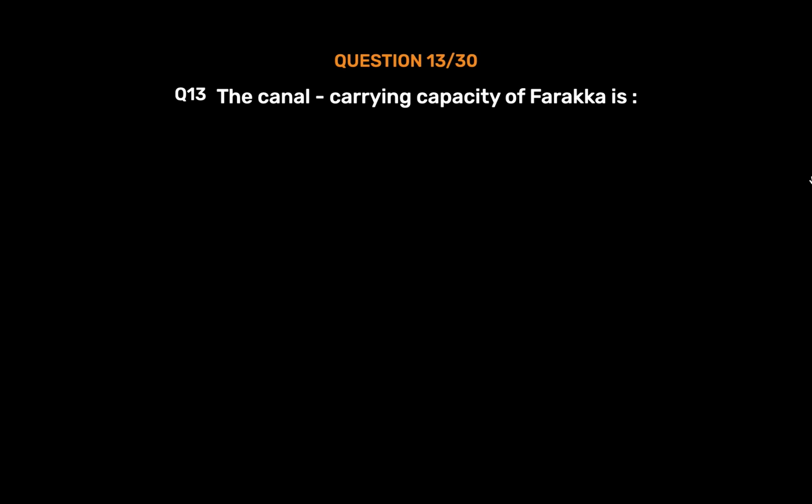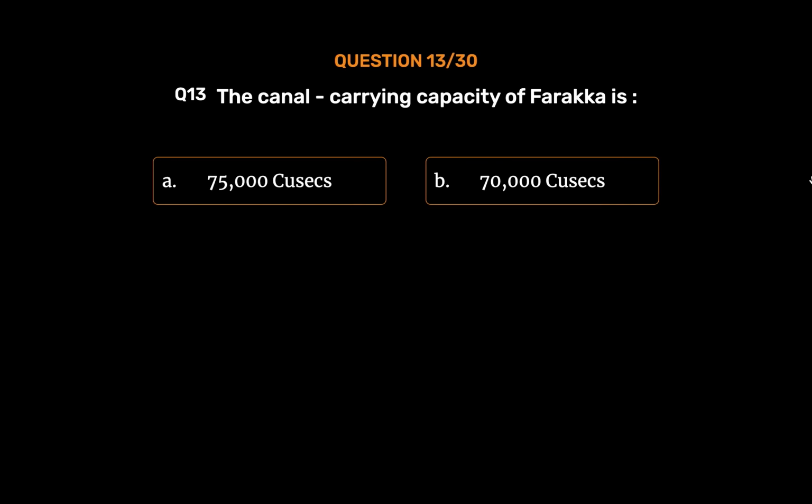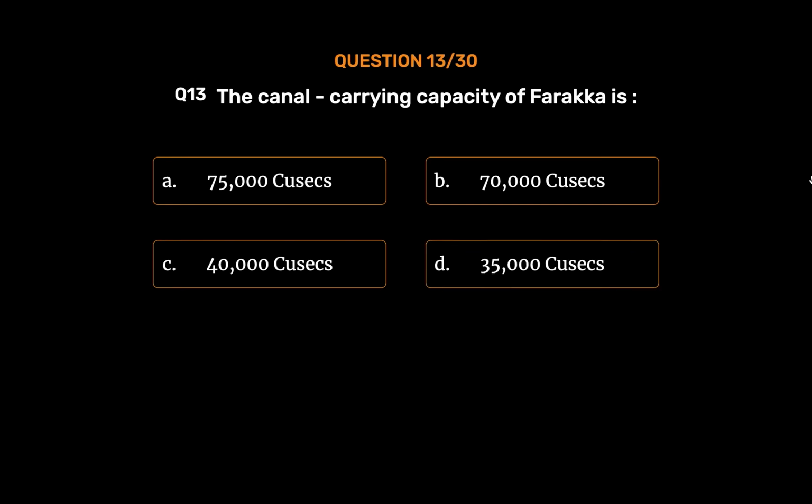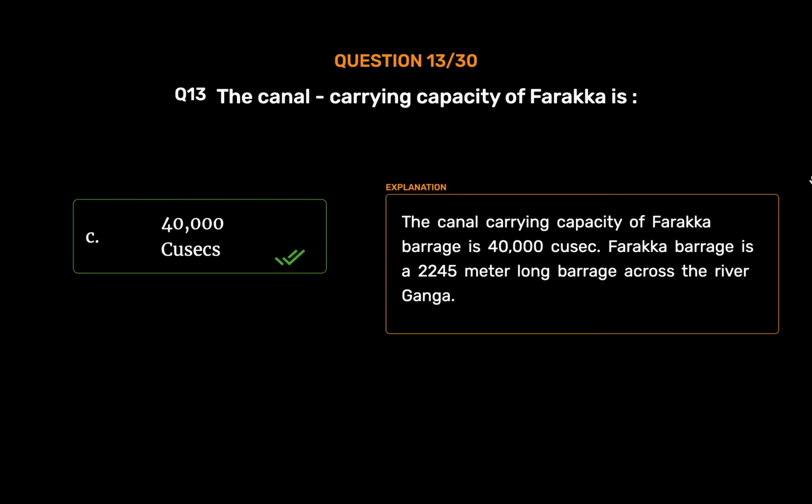Question number 13. The canal carrying capacity of Farakka is Option A. 75,000 cusecs. Option B. 70,000 cusecs. Option C. 40,000 cusecs. Option D. 35,000 cusecs. The correct answer is Option C. 40,000 cusecs. The canal carrying capacity of Farakka barrage is 40,000 cusecs. Farakka barrage is a 2,245 meter long barrage across the river Ganga.